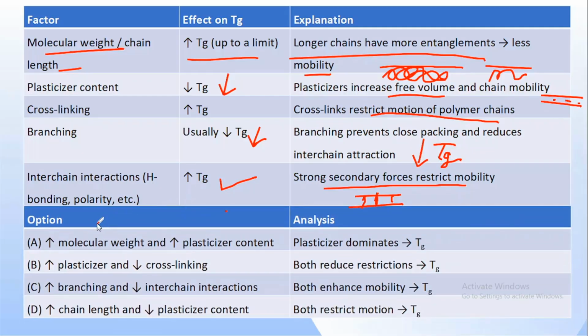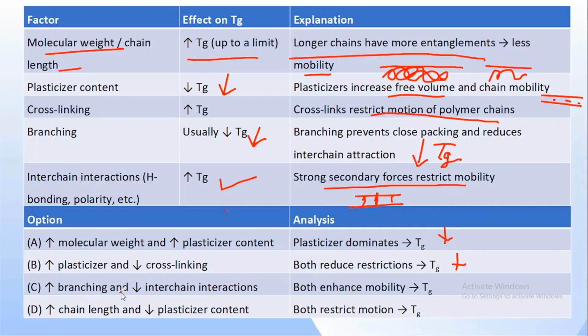So among the options, if we increase the molecular weight and increase the plasticizer content, the plasticizer will dominate and Tg will decrease. Option B is increasing plasticizer and decreasing cross-linking; both reduce the restriction, so chain mobility will be high, free volume will be high, and it decreases the glass transition temperature.